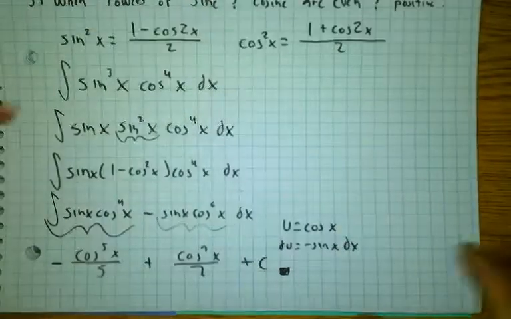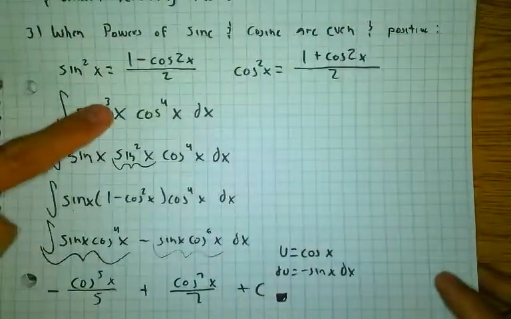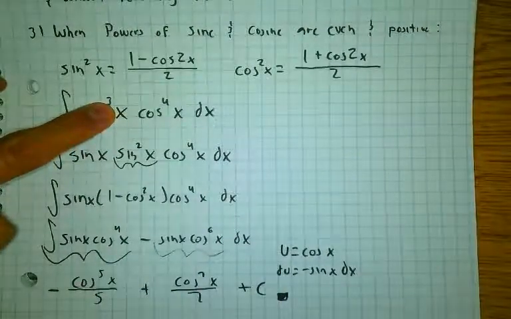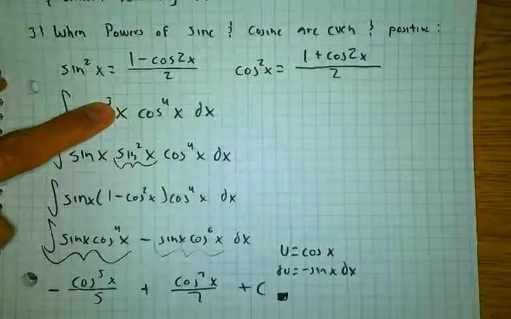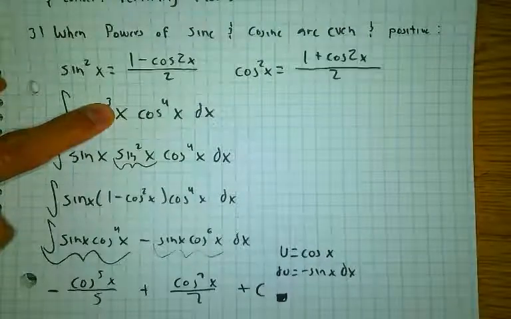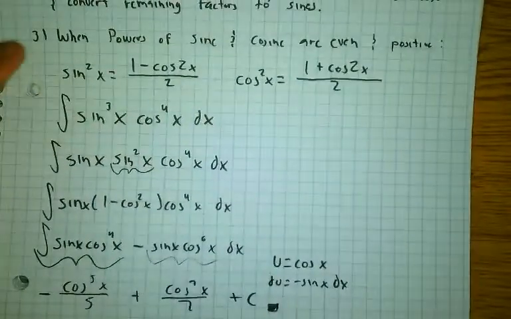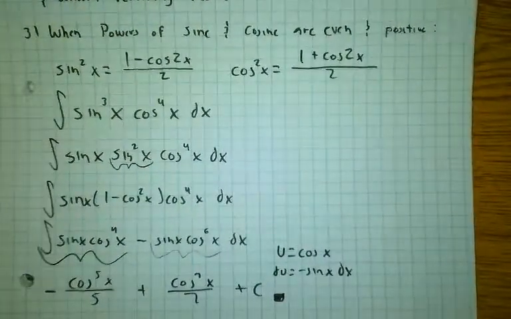That's the reason why I chose the sine, because the sine had an odd power. So keeping one of them will cause me to have an even power in the remaining factors, which I can then use Pythagorean identities to turn into cosines in this case.